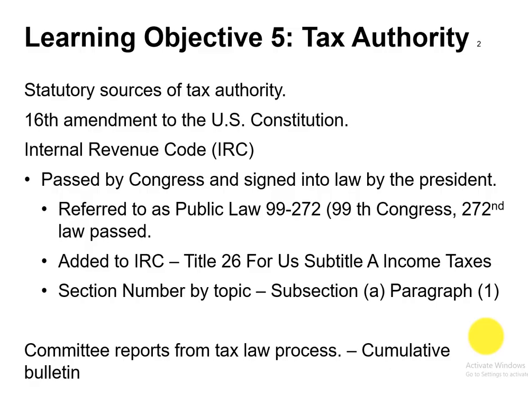Those are found in the cumulative bulletin. So the IRS has a cumulative bulletin. It's published on a weekly basis, and they put it all together at the end of the year, things like that. Okay, so there's a weekly Internal Revenue Bulletin, and it will have what's called committee reports, usually the House Ways and Means Committee, where perhaps you get by reading it.